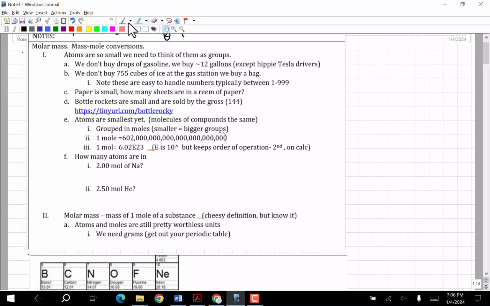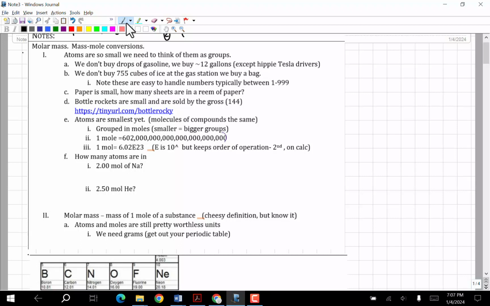So first of all, we need to know that atoms are so small, we need to think of them as groups. We don't buy drops of gasoline. We buy 12 gallons, except for the hippie Tesla drivers. Okay. I'm a little jealous. I wish I had a Tesla, but I'm all right with my gas burning Chrysler.